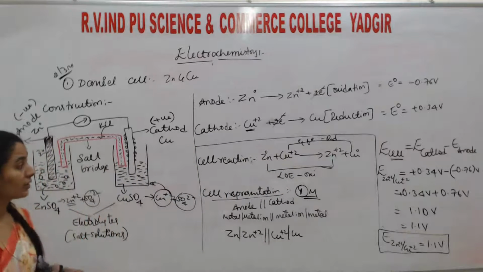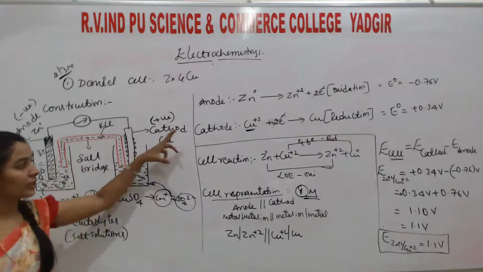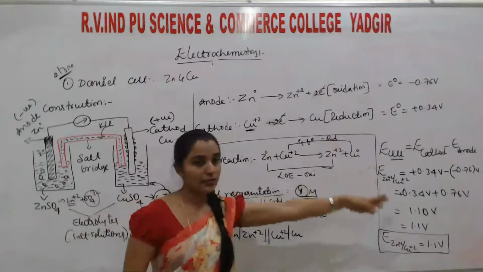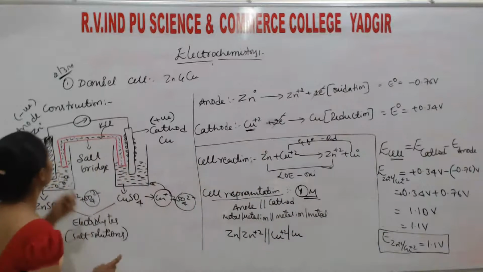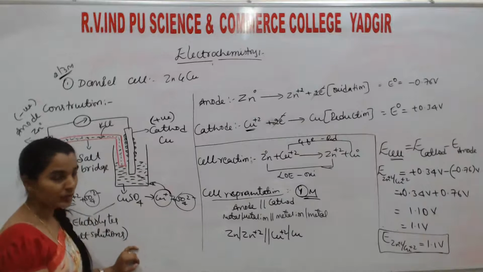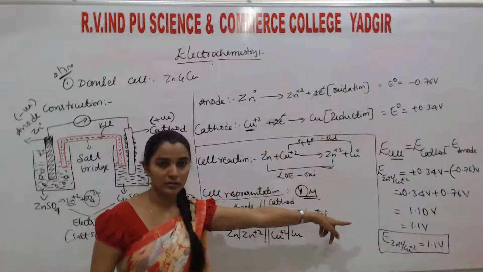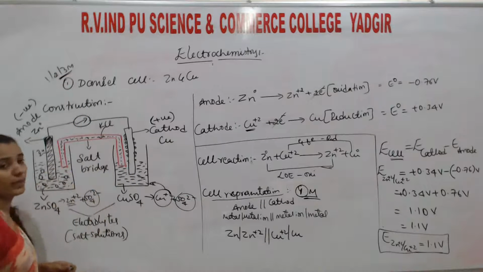Understand? So these are all the terms we are going to use in electrochemistry. Students, this is about the construction, working, cell reaction, cell representation, and also EMF calculation of the Daniell cell, which is very important for 2 or 3 marks. They may ask only construction, only cell representation, only cell reaction, or they may ask you to calculate this. Okay, this is very important for 1, 2, 3 marks.